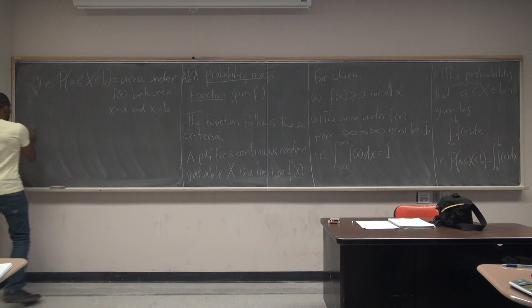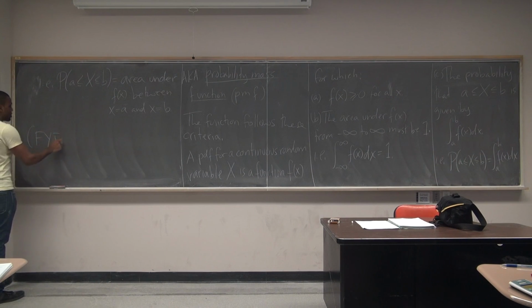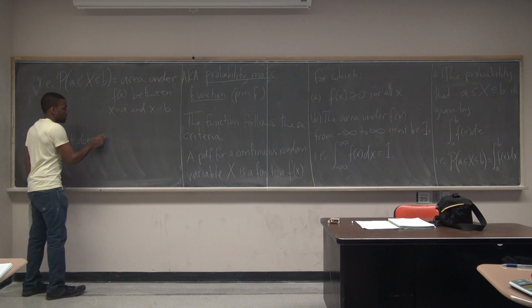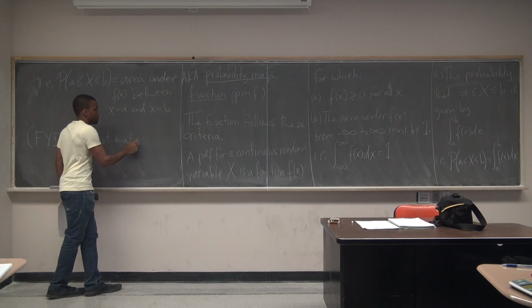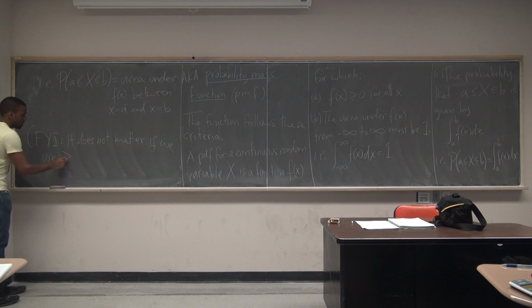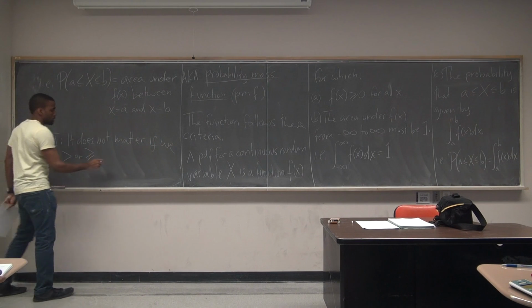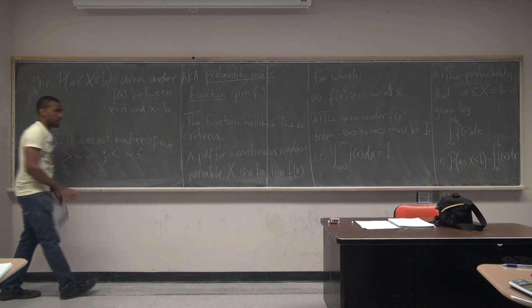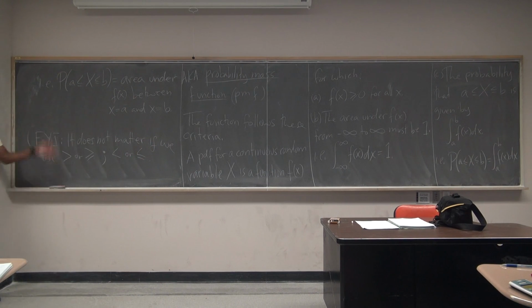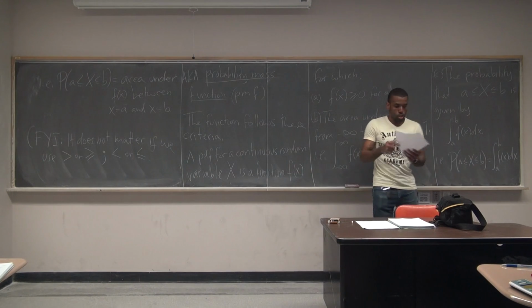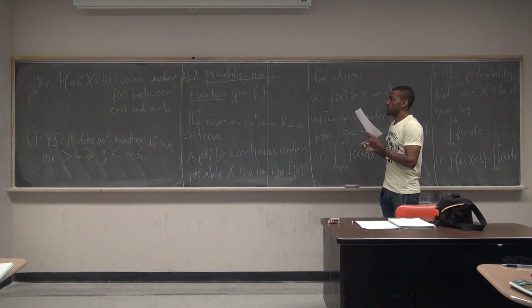FYI, since we're talking about integrals, it does not matter if we use this or that, or this or that, right? Because the area for a single point, the area under a single point is nothing, right? So it really doesn't matter if we're including or excluding the endpoints. It's not going to matter because there's no area under it. Okay.